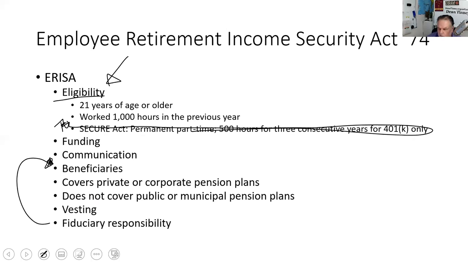It covers private or corporate pension plans. That's a test question. It does not cover public or municipal plans. Municipalities are allowed to have unfunded pension liabilities, and a lot of them have been downgraded, City of Chicago, for example, below investment grade because of their unfunded pension liabilities.